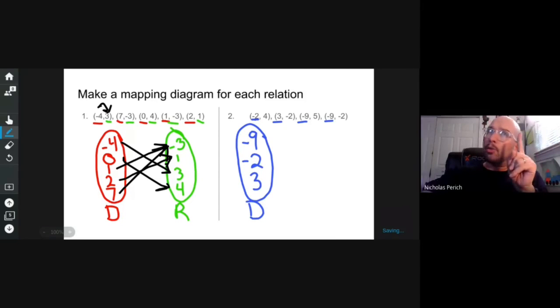Where did I get those numbers again? They were the x values. I underlined them in blue: -2, 3, -9, and -9. -9 was the smallest, and I know there's 2 of them, but I'm only going to write it out once. And then there was -2, and then there was 3.